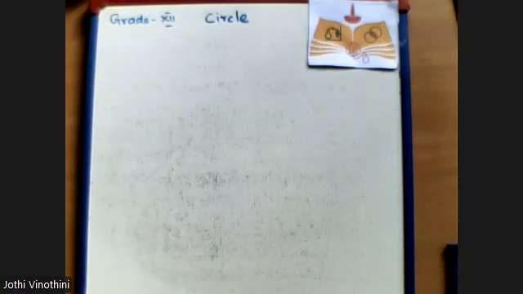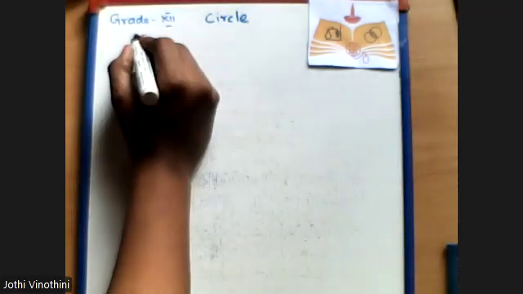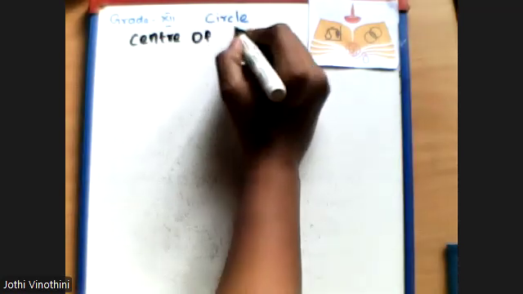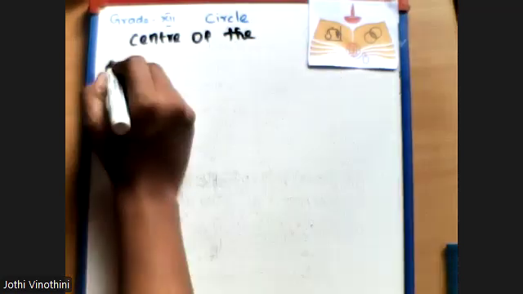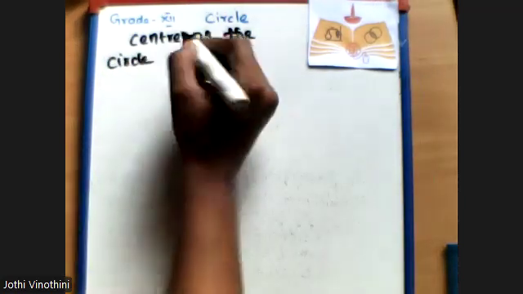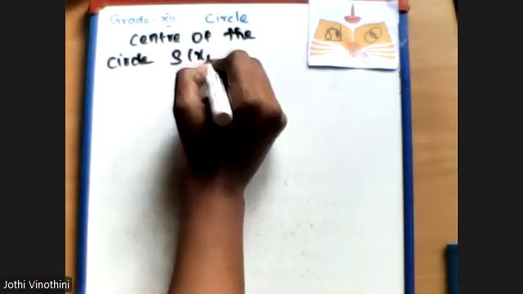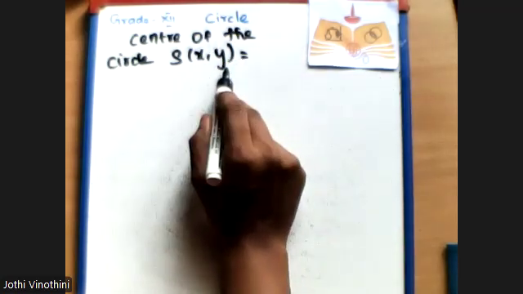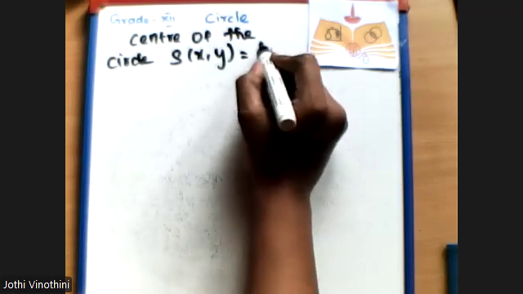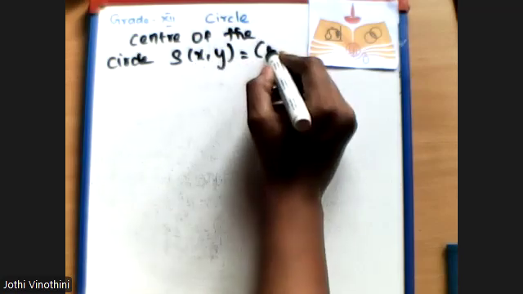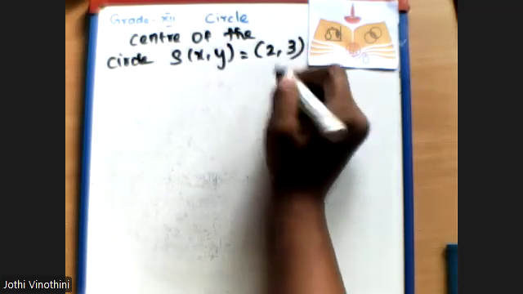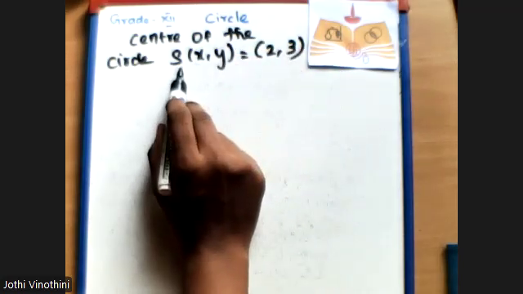What we already know? We already know the center of circle S, which we take as x comma y, right? We already found the value of x and y. So what will be the center? For x we found 2, for y we found 3. Super. So we found the value of the center point, right?